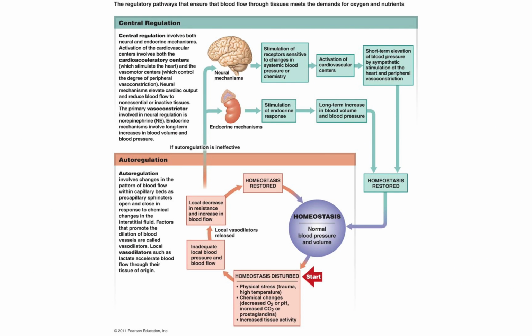Blood flow is regulated by autoregulation and central regulation. If there's inadequate blood flow to an area, the blood vessels leading to that area are going to dilate. So that's going to decrease the resistance and hopefully increase the blood flow and hopefully get us back to homeostasis. If this does not work, then the endocrine and the nervous systems get involved, and they'll try to increase blood volume and blood pressure.